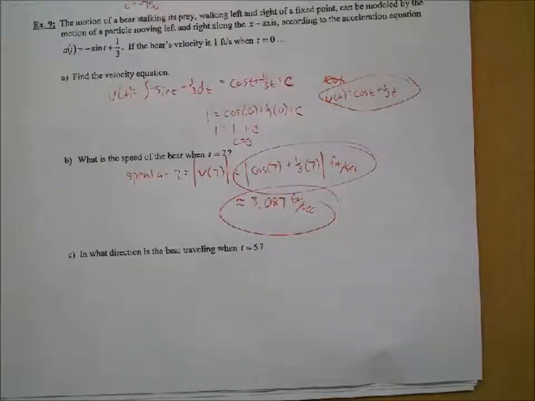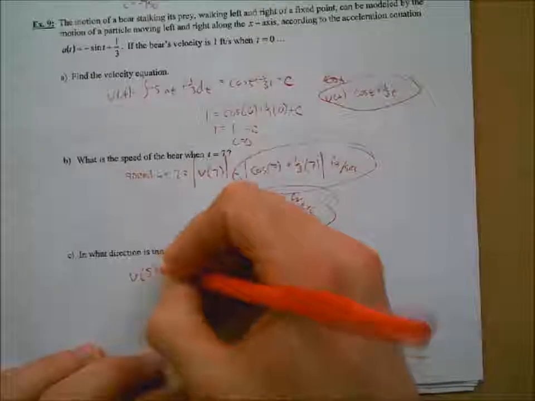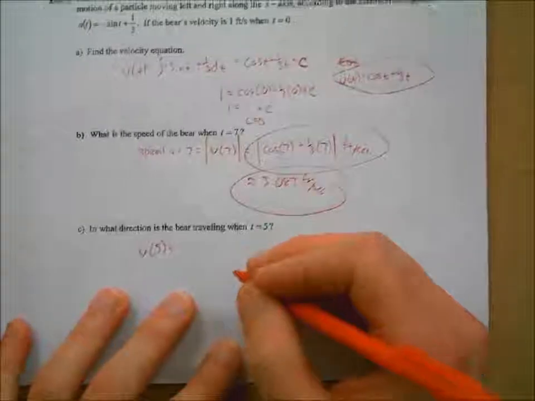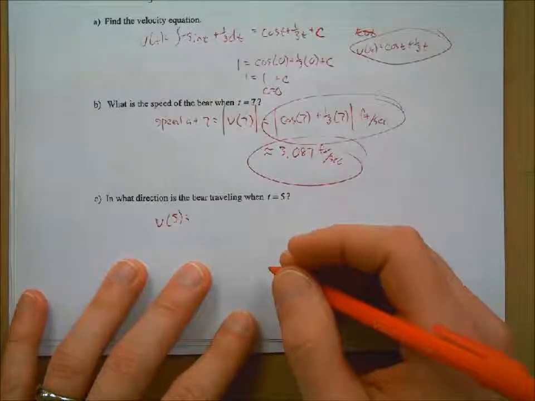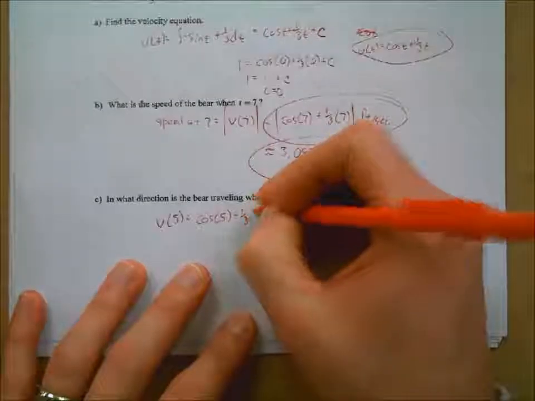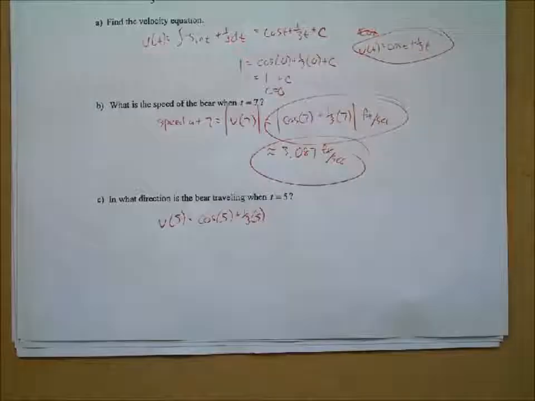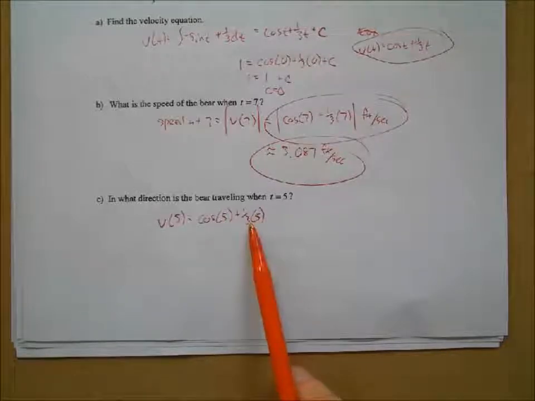Last one. In what direction is the bear traveling when t equals 5? What determines the direction of motion of an object? Velocity. So we want to find v of 5. This time we really do need to type this in because we need to find whether it's positive or negative. Actually, you know what? Never mind. I apologize. We don't need to know this.